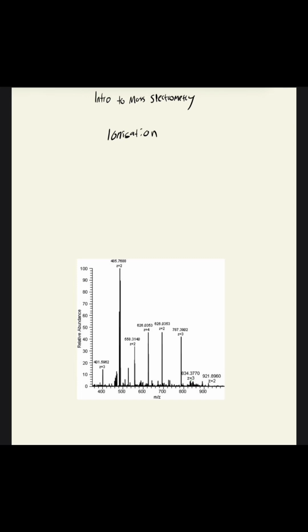Now, step 2 is separation. So those ions are separated according to their mass to charge ratio, which is written as M/Z. Ions of different masses follow different paths when subjected to a magnetic or electric field.